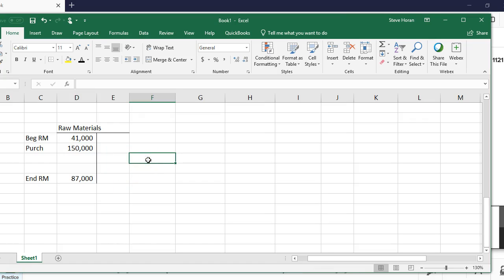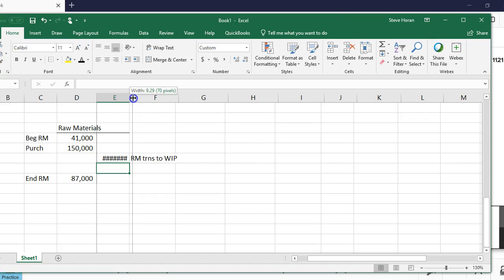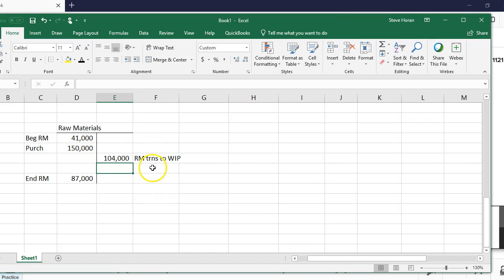So that leaves what was transferred out. Remember how goods flow in a factory. They start out in raw materials as we buy them, then we transfer them to work in process. So RM transferred to WIP. That's basically the credit, so this is what we're solving for. Again, you can just take plus 41 plus 150 minus 87, and that gets you to the answer. It's 104. So 104,000 is transferred.